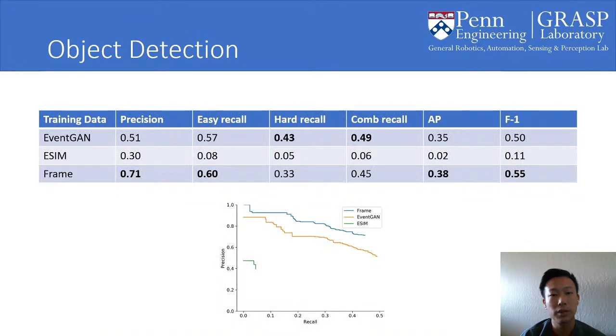From the quantitative evaluation here, we can see that our method compares relatively favorably, very similar to the frame-based method, which requires no simulation, and actually outperforms it in harder cases where vehicles are small or occluded. In addition, ESIM almost completely fails in this case, likely because it cannot accurately reproduce motions in the scene.